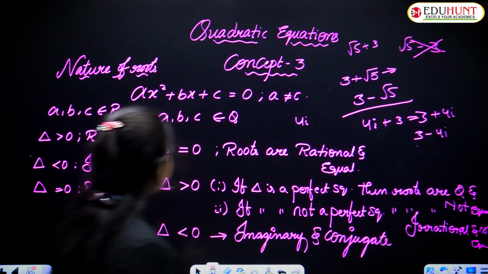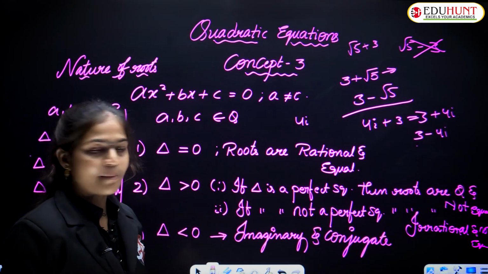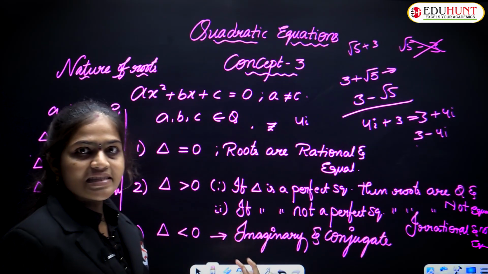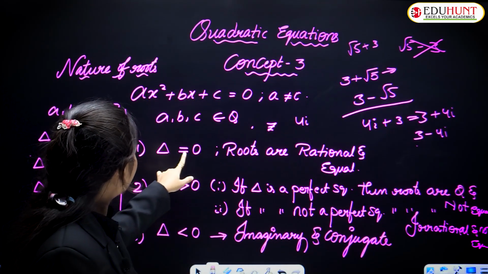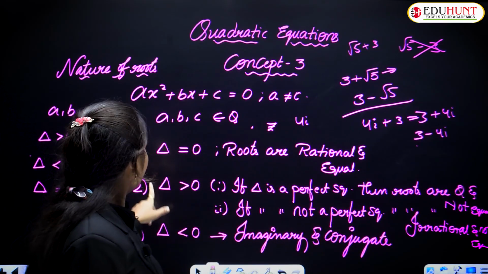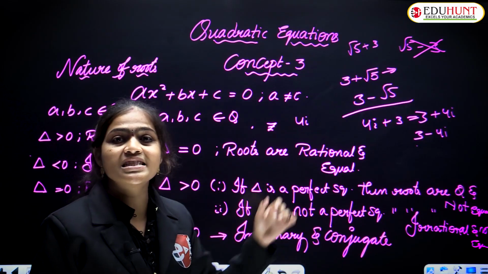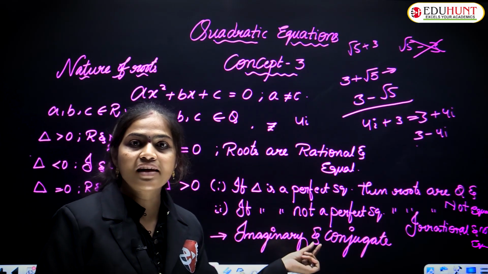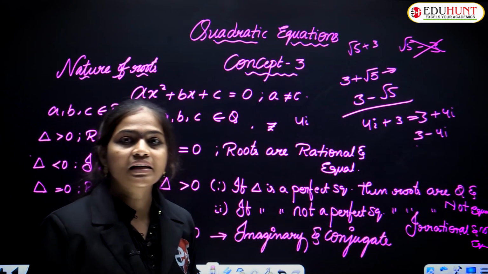Yes. So children, see that if a, b, c belong to Q, then these conditions will happen. And in the same way, if a, b, c belong to Z, Z means integers. At that case what will happen? If delta is equal to 0, then the roots are integers and equal. If delta is greater than 0, then the roots are integers and non-equal, which means distinct roots. And if delta is less than 0, then the roots are complex numbers and conjugate numbers. Conjugate roots. Am I clear to you?